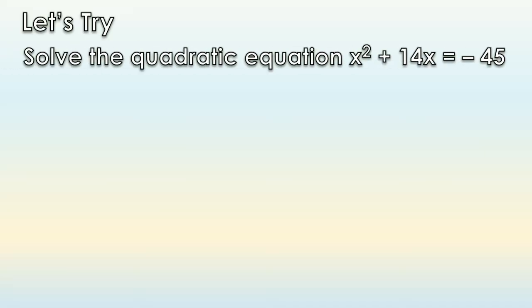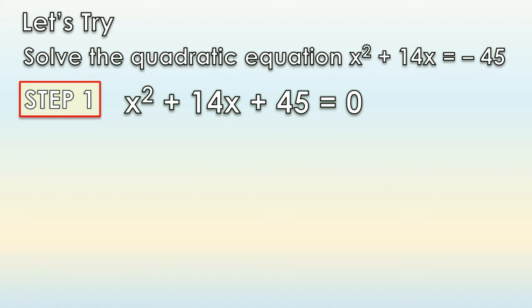Let's try to solve the quadratic equation x squared plus 14x is equal to negative 45 using factoring. Step number 1. We're going to rewrite the quadratic equation into its standard form. So from x squared plus 14x is equal to negative 45, we simply add 45 to both sides of the equation, or transpose negative 45 to the left side of the equation, so that we have x squared plus 14x plus 45 is equal to 0.